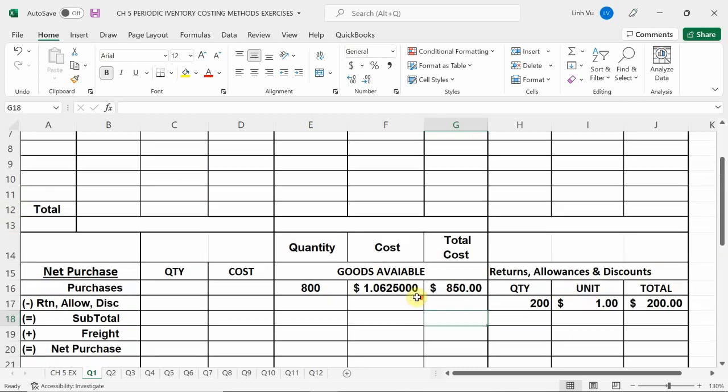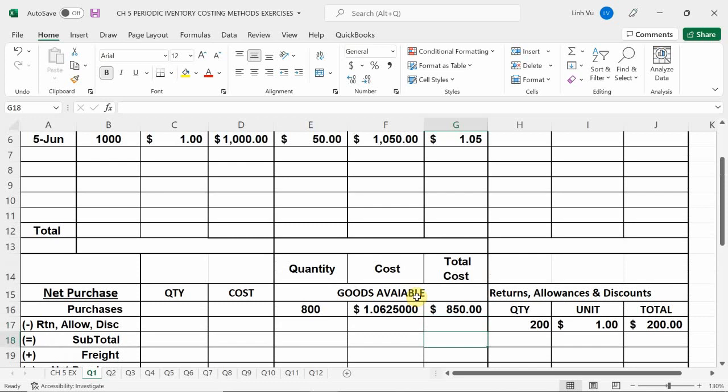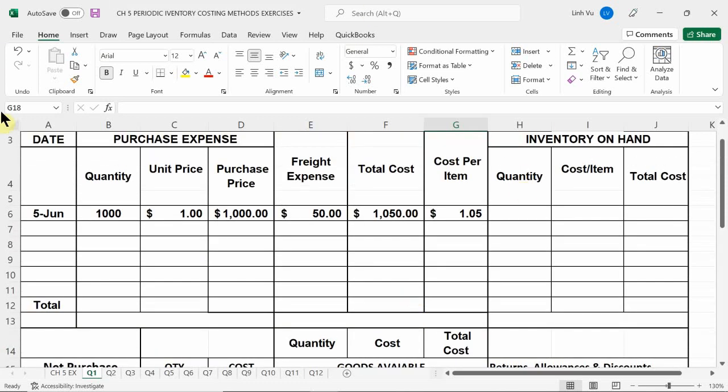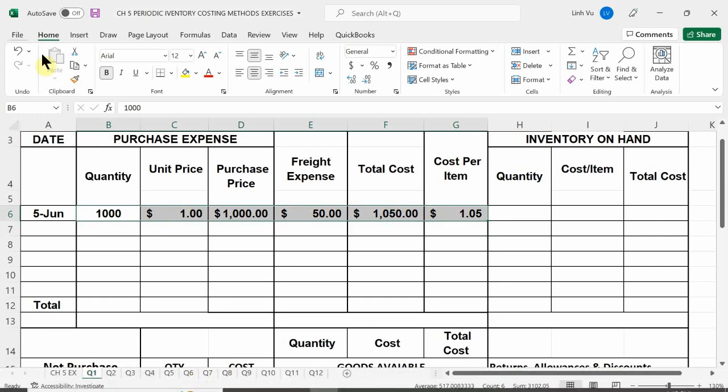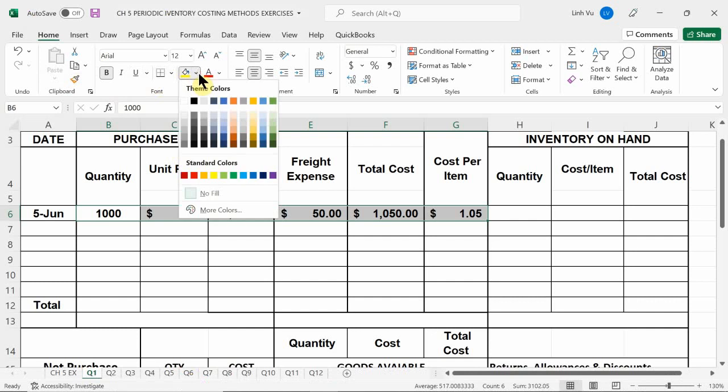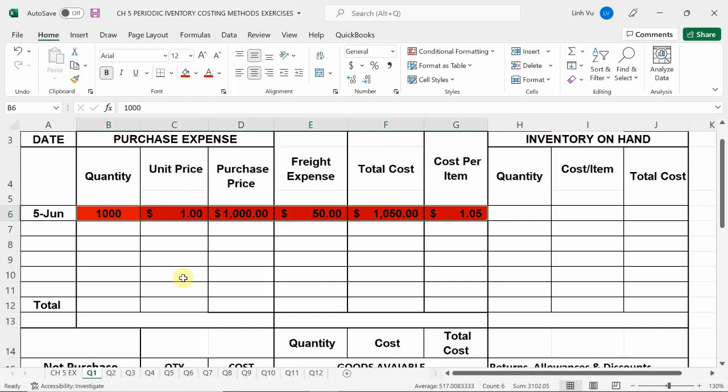Okay, now for this example, I'm going to be using colors so you can follow along to where my inventory is going, especially when you're dealing with returns and allowances. So I'm going to choose red for now.